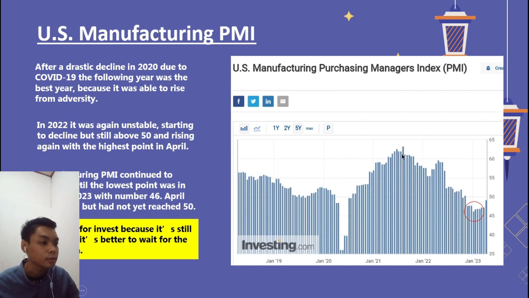In 2021, this graph increased. So this is a good day. If we see the graph, this is good. But in 2022, the graph decreases again, down to January 2023. The low point is 46 in January. Then it rose again until the new data in March, but it is still below 50.